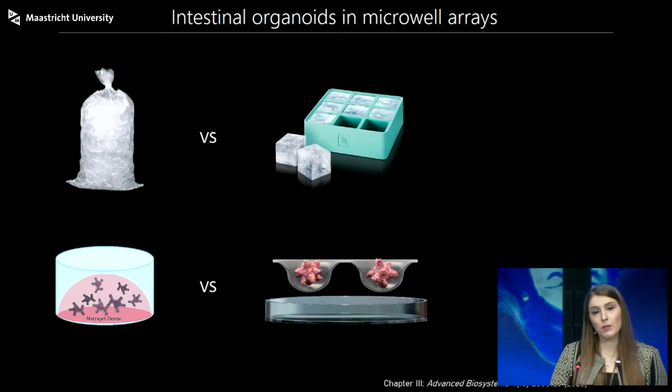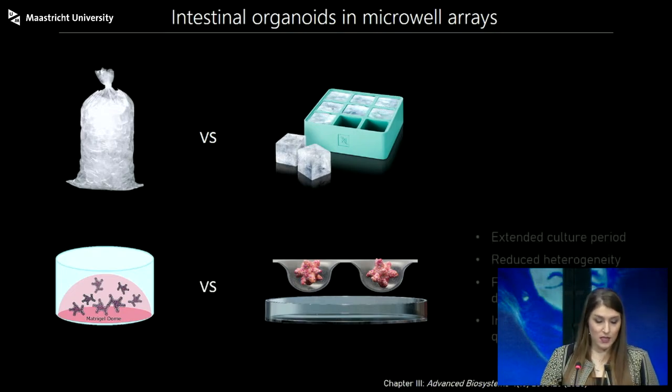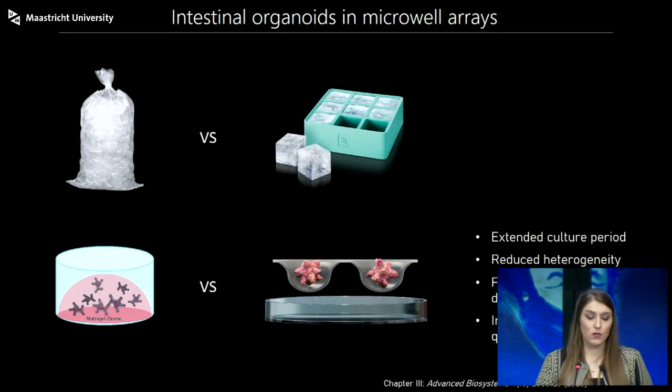In a similar concept, we developed a microwell-based platform for organoids. In this case, organoids could be cultured for an extended culture period. They had reduced heterogeneity. They remained in fixed position throughout the experiment. And of course, the advantage of our microwell platform is that it has very small thickness and high transparency, and in this way, we can perform in situ monitoring and high quality imaging throughout the whole culture.